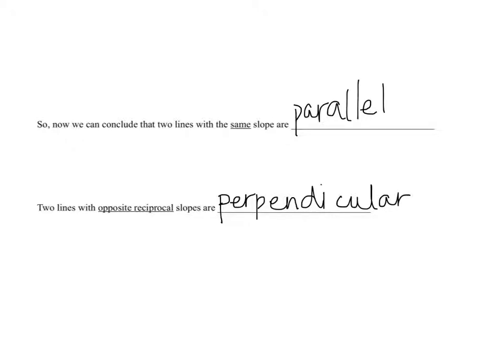So we should be able to draw the conclusion that if we have two lines that have the same slope, they are parallel. And if we have two lines that have opposite reciprocal slopes, that is, one's positive, one's negative, and they're reciprocals of each other, they are perpendicular. Okay? So that's something that we need to remember.